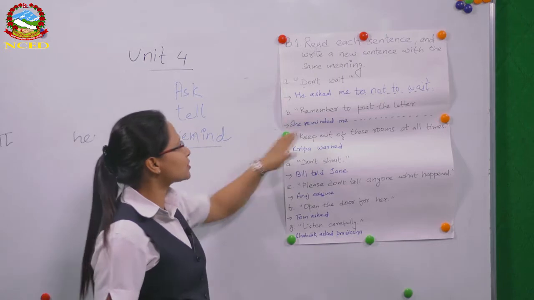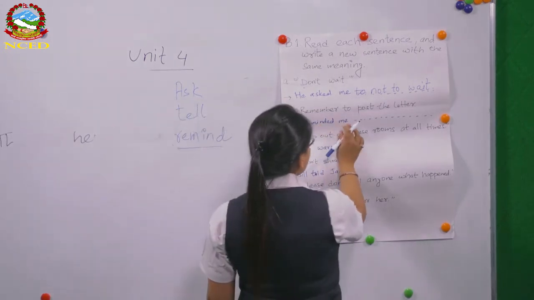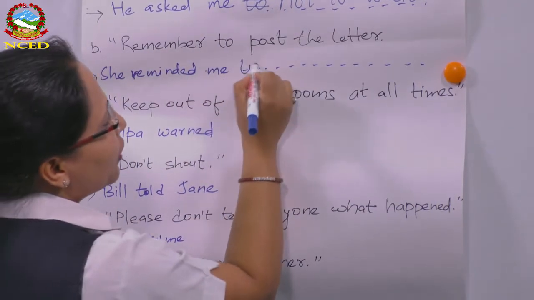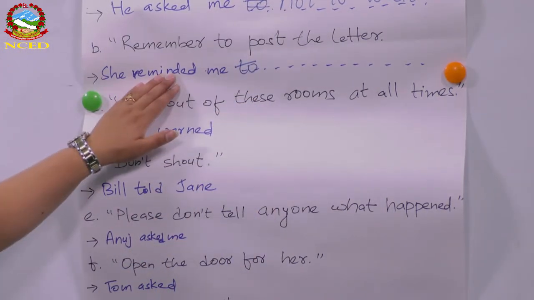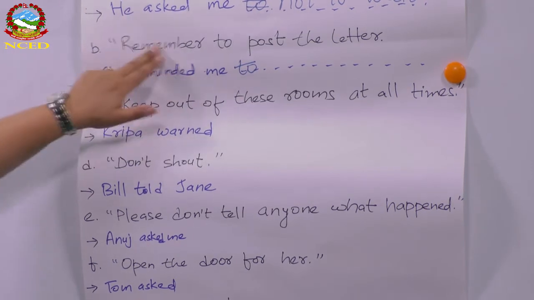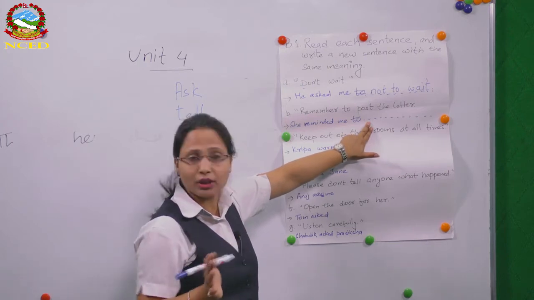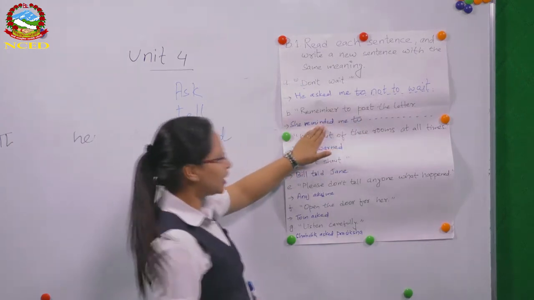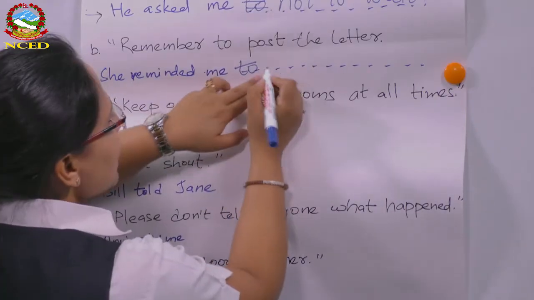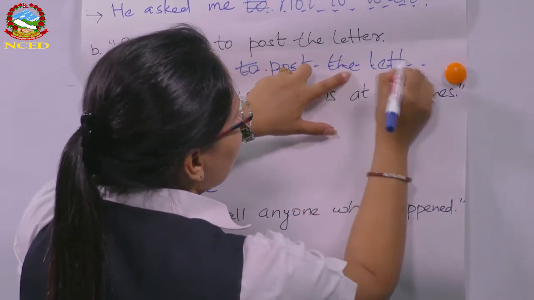Okay? Here the command is about reminding someone, remember, right? That's why we have used reminded as the reporting verb. So she reminded me. Now what should we do? Yes, we should replace the inverted comma with to. Now we have already written remind here. So do we need to write remember again? What do you think? Yes, we don't need to write remember again. It's already here in reminded, okay? So we simply go from here. She reminded me to post the letter.